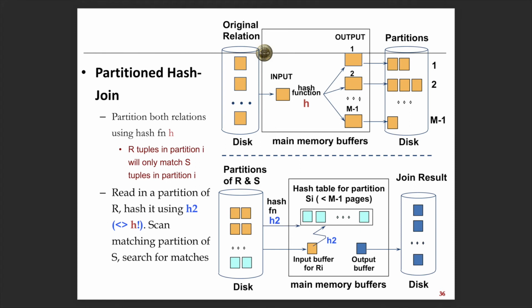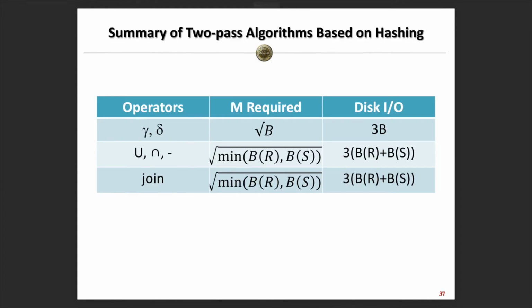For this kind of algorithm, we have some requirements. If you still remember, right, we need to ensure the min of BR and BS is no greater than M squared. So in the next page, we also show you the summarization of these different operators based on the two-pass algorithm according to the hashing. So we show you how to do the operators both gamma as well as delta, right, for both grouping as well as duplicate elimination. With this algorithm, we have some requirements for M, right? M is larger than the square root of B, and the cost will be about 3 BR of the relation R, right?